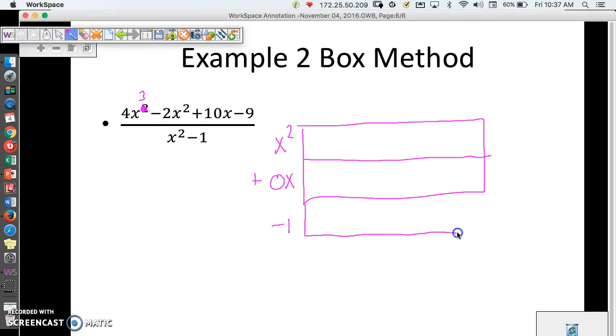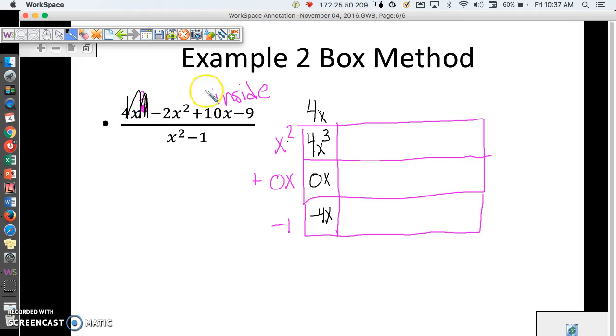So you have to have another row here. And now let's see, what do we know? This top part we know goes on the inside of our box. So we have 4x cubed on the inside to start with. And so we know that this needs to just be 4x. Well, 4x times x squared is 4x cubed. 4x times 0x is 0 x's. 4x times negative 1 is negative 4x. So that's on the inside.